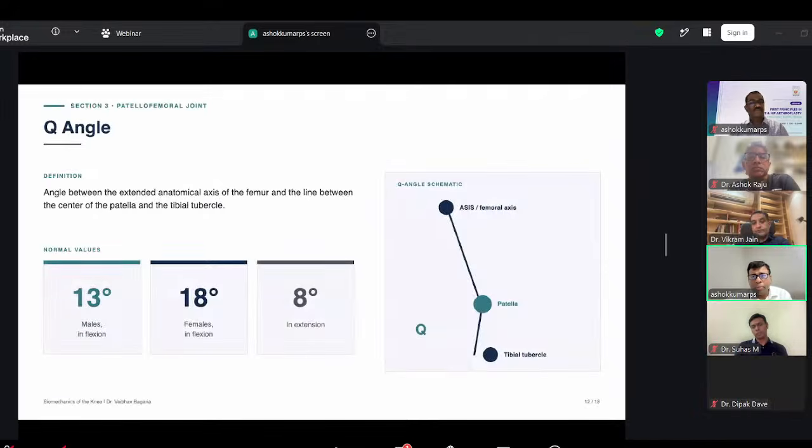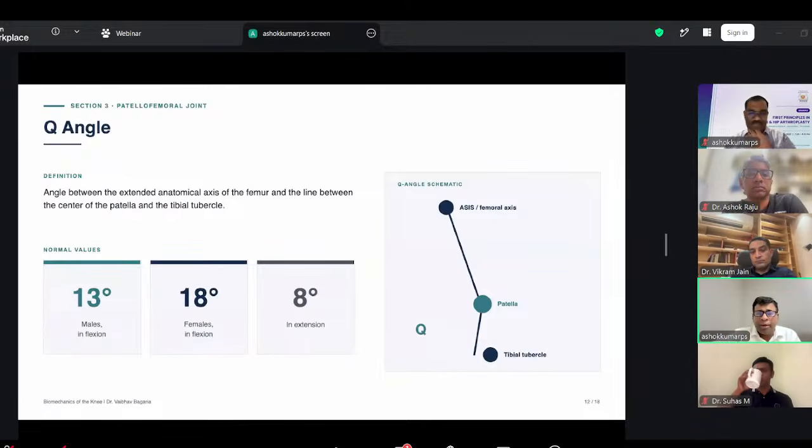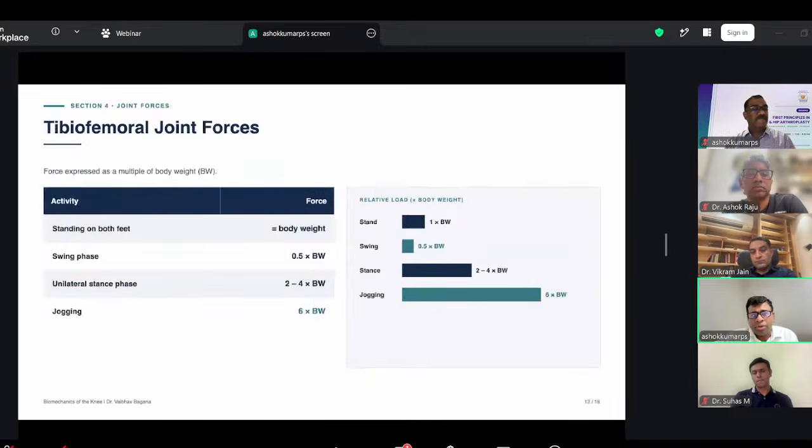Another important concept when you're talking about knee biomechanics is the Q angle. The Q angle is the angle between the extended anatomical axis of the femur and the line between the center of the patella and the tibial tubercle. For males and females, it is different. It's around 13 degrees in males during flexion and 18 degrees for females in flexion, and it's roughly around 8 degrees in extension.